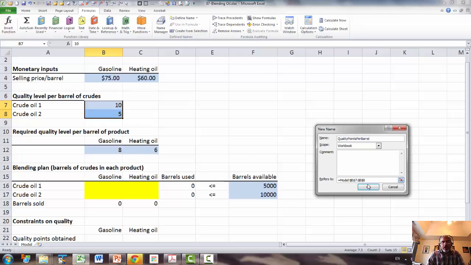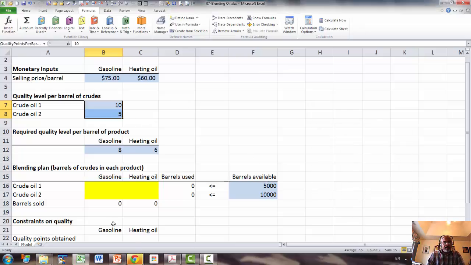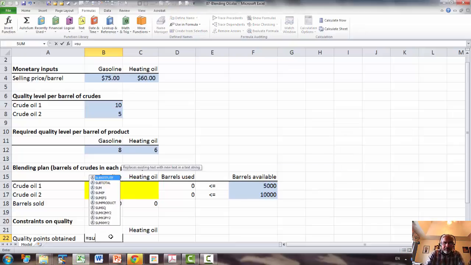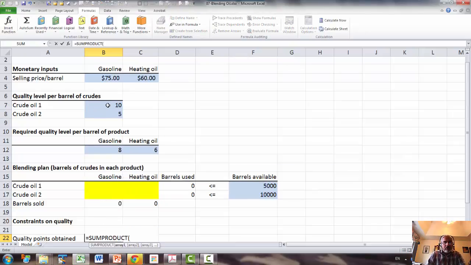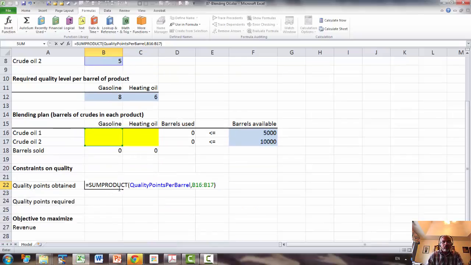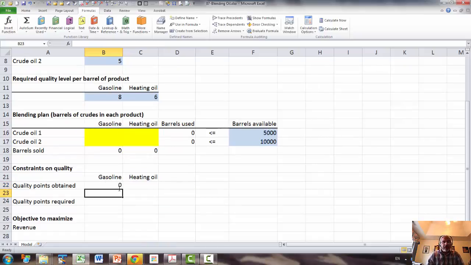Okay, for crude oil 1 and 2. Now if you do a sum product of that quality points per barrel with number of barrels that we'll be using, this will give us the total quality points that will be in the gasoline that we are producing. And you copy that here, and that will give us the total quality points that will be in the total heating oil that we have produced.